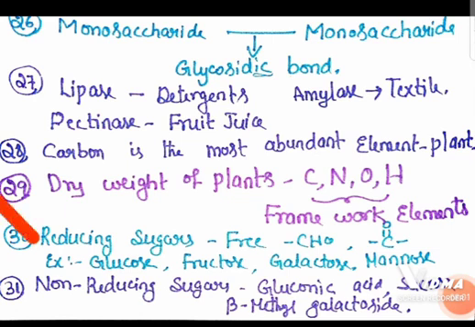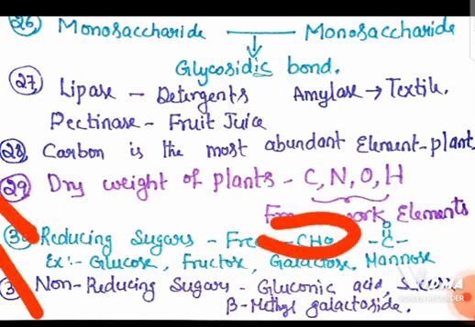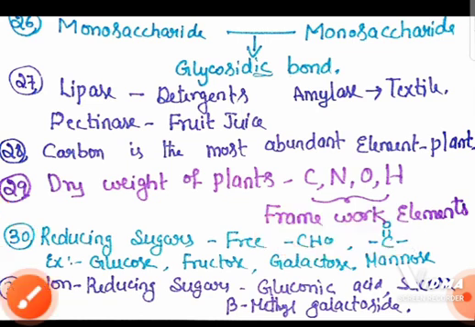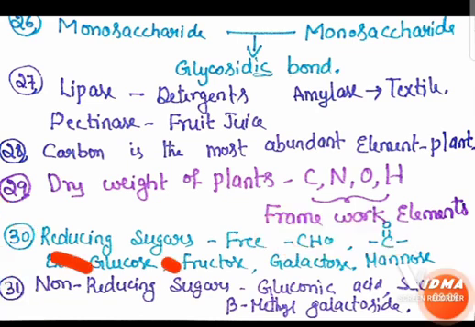Sugars are classified into two types, reducing and non-reducing. Reducing sugars basically have free aldehyde groups or free keto groups. These are examples: glucose, fructose, galactose and mannose. Whereas non-reducing sugars do not have free aldehyde or keto groups. Examples: sucrose, starch, gluconic acid, beta methyl glucoside.